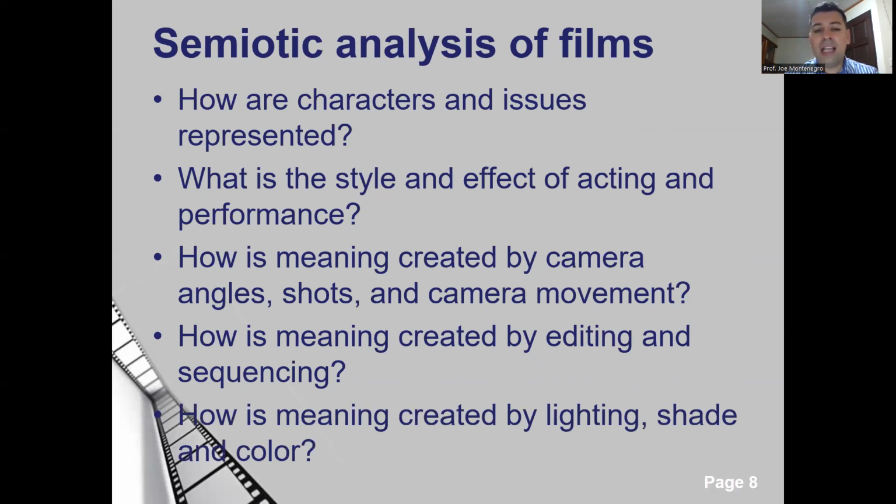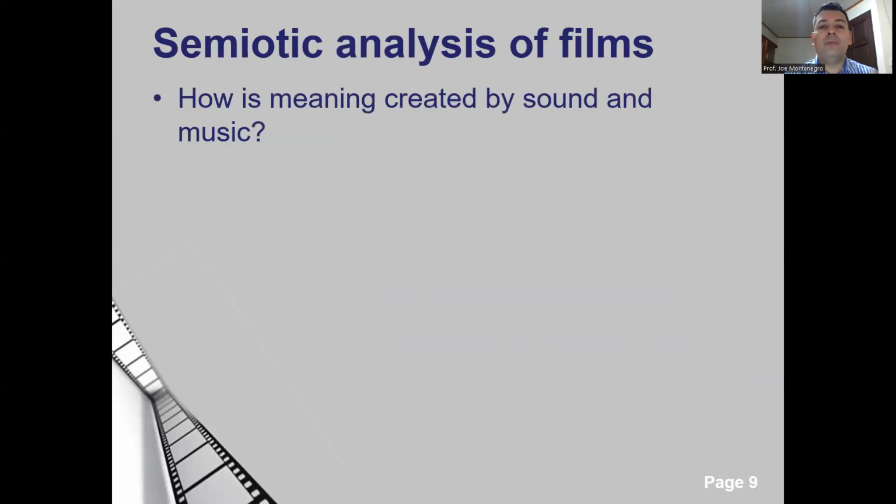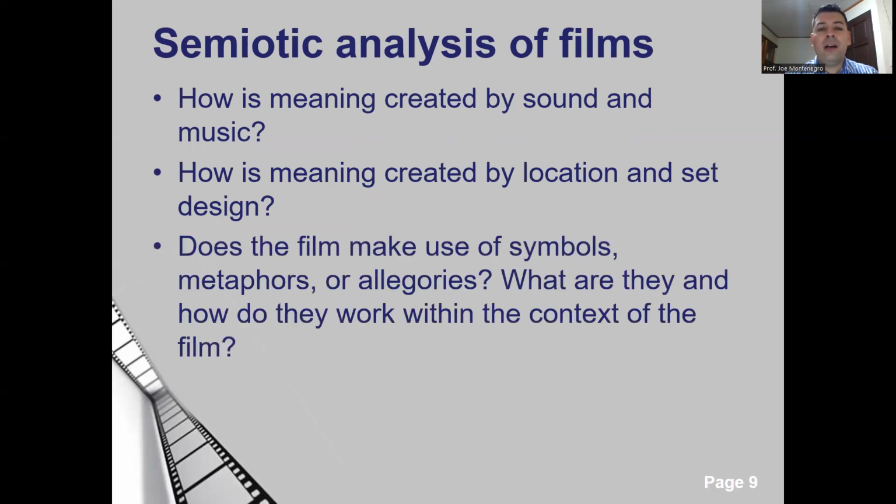Lighting, I already talked about lighting, shade, and color. There's also sound, like sound effects, but also the sound of the voice or the sound of music. Location, set design. Another important question is, does the film make use of symbols, like metaphors or allegories, and how do they work within the context of the film?